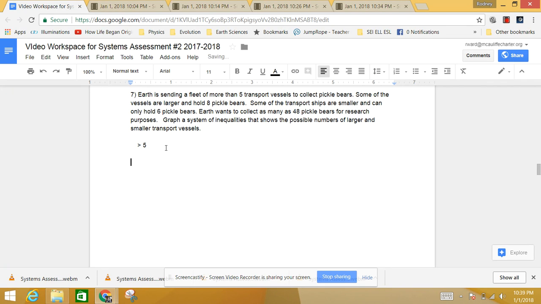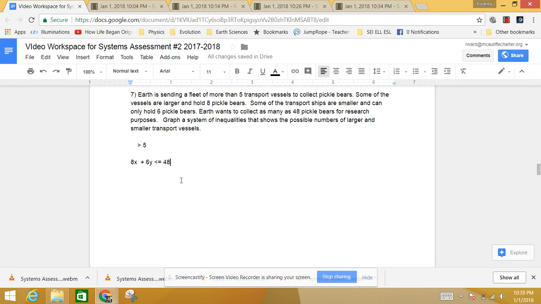Okay, so we know we have one type of vessel that holds 8 pickle bears for every X number of those vessels. We have another vessel that's smaller that holds 6 pickle bears for every vessel that is there. And Earth wants to collect as many as 48. So we're going to have a less than or equal to. I'm going to do this quickly and just write it that way. That means less than or equal to 48. So they can go up to 48.